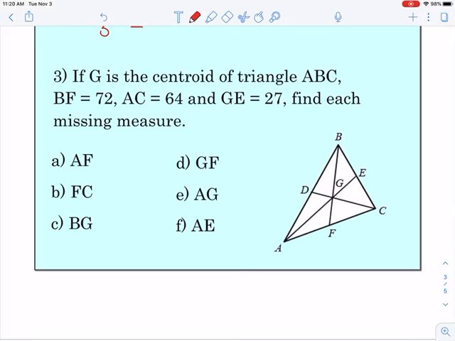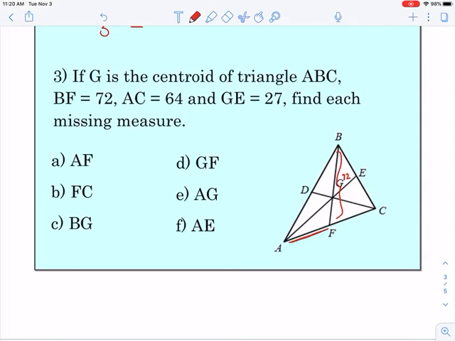For number 3, if G is the centroid of triangle ABC and BF is 72 and AC is 64 and GE is 25, we want to find each missing measure. So the first thing that we need to find is AF, which is this piece here. So I'm going to go back and write some things in here. So BF was 72.